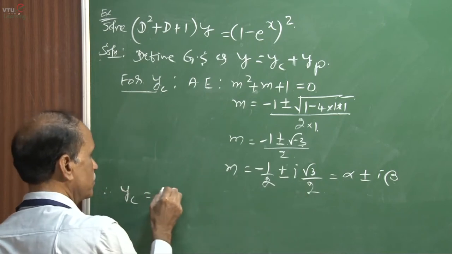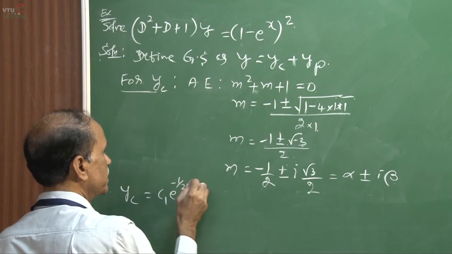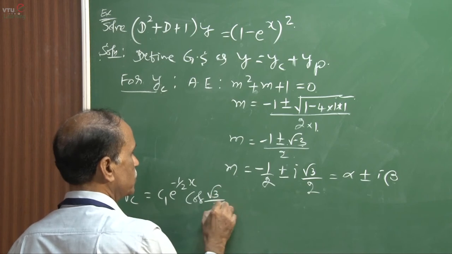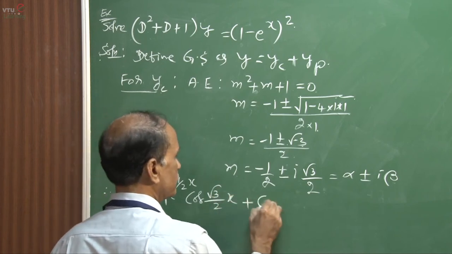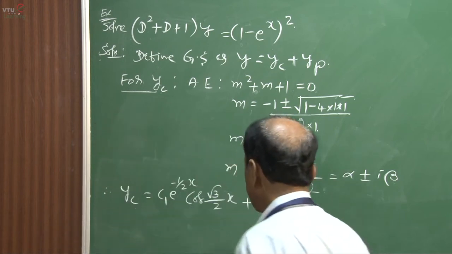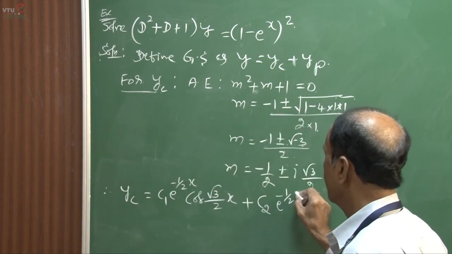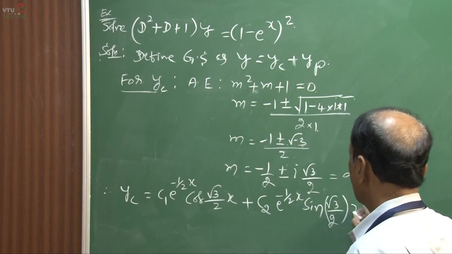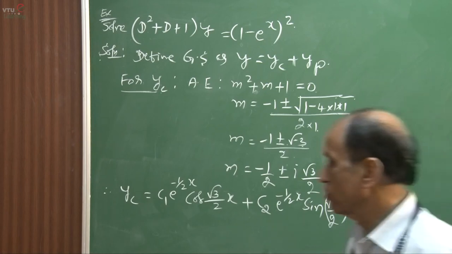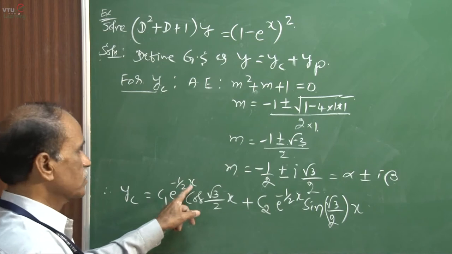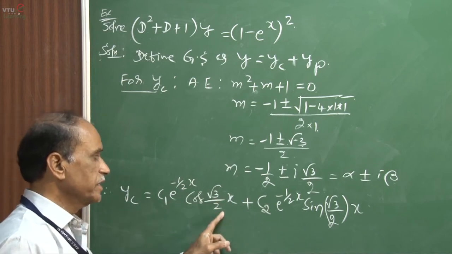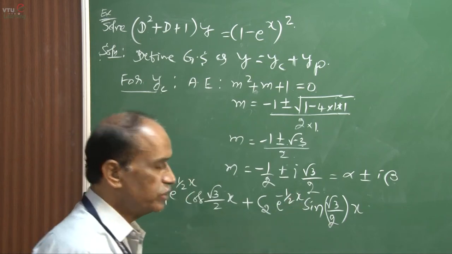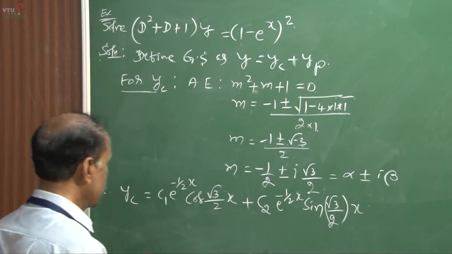Therefore, yc takes the value c1 e to the power minus 1 by 2 x cos of root 3 by 2 into x, plus c2 e to the power minus 1 by 2 x into sin of root 3 by 2 into x. This is your complementary function, that is c1 into e to the power minus 1 by 2 x and cos of root 3 by 2 into x, plus c2 into e to the power minus 1 by 2 x and sin of root 3 by 2 into x. This is for imaginary roots.